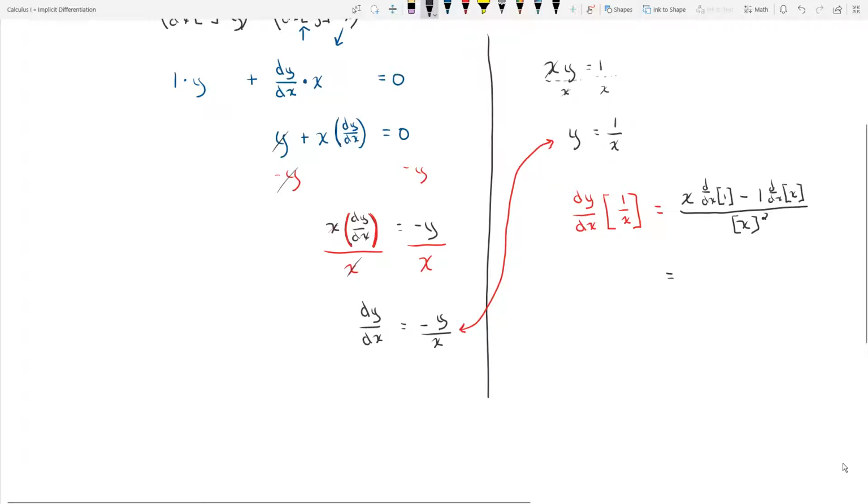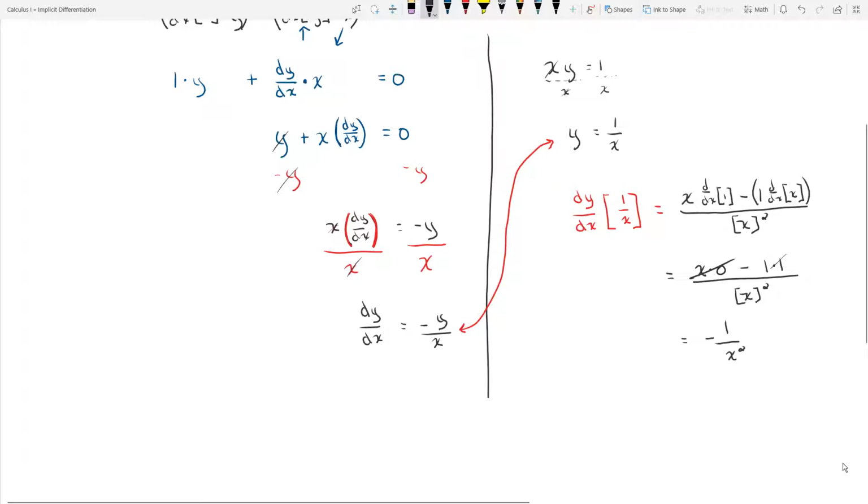And we get x times 0 minus, and here's where those parentheses are really important, minus 1 times 1 over x squared. This is gone. This is just -1. And we end up with -1 over x squared.